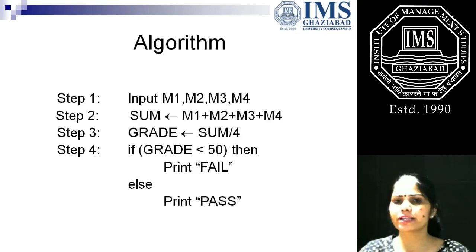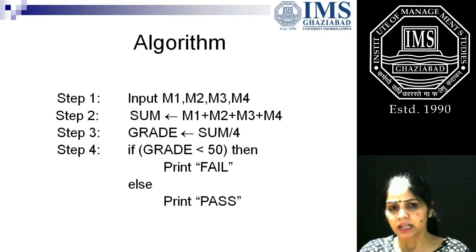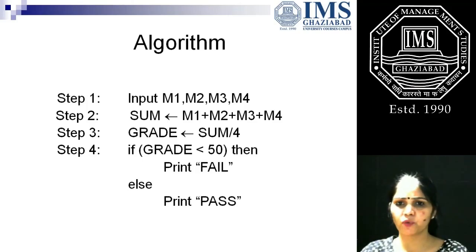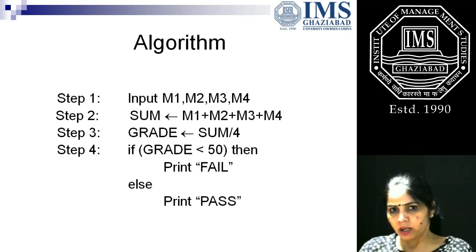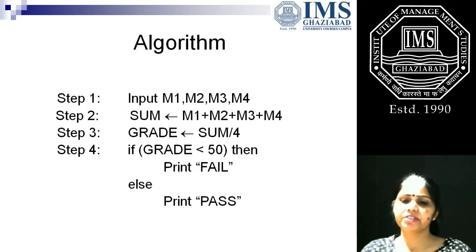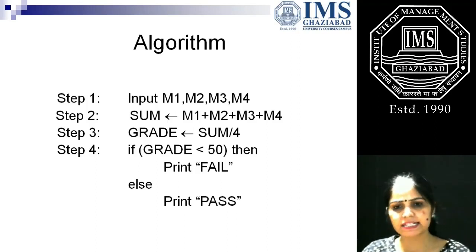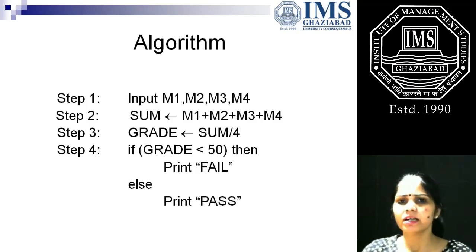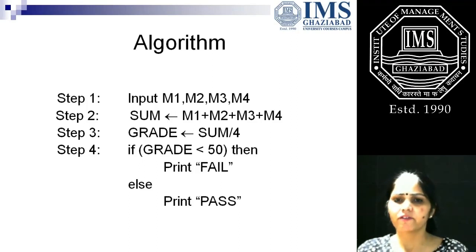This particular pseudocode can be converted to an algorithm in the following form. We have 4 steps. Step 1 is input M1, M2, M3, M4, where M1, M2, M3 and M4 are the marks in the 4 subjects. Then in step 2, we find the sum of these 4 marks. In step 3, we find the grade, which is the sum divided by 4. Now, if this grade is less than 50, then we print fail, else we print pass. So this is an algorithm. It is a step-by-step procedure wherein we write the steps so that it can be easily converted to a program.